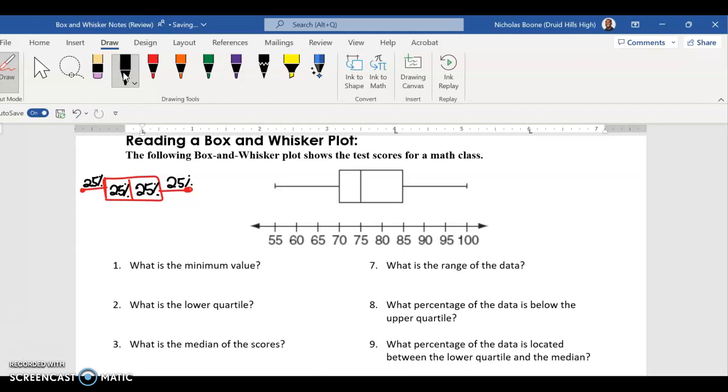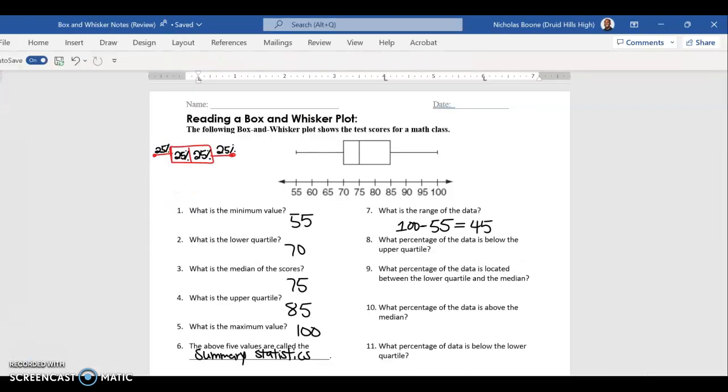So what I want you to do is go through and read this box and whisker plot, see if you can answer the questions, and then determine the appropriate answers. Check back in to see if you got them right. All right, so check your answers for number 1 through 7. Now we want to pay attention to numbers 8 through 10. Also for number 7, remember to find the range, you do the highest minus the lowest.